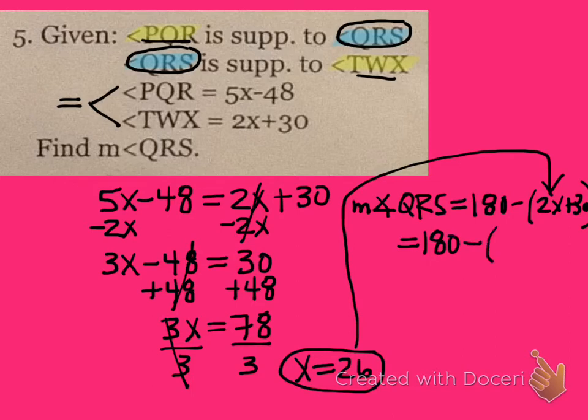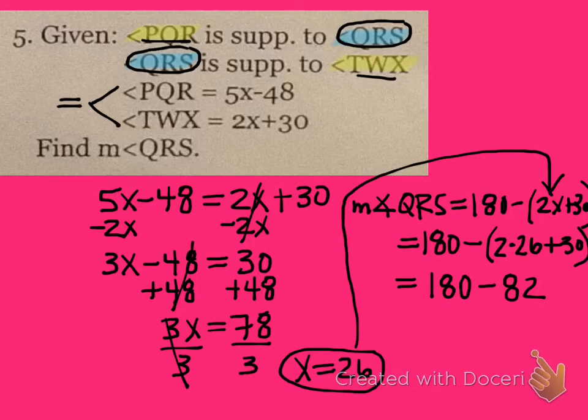So 180 minus 2 times 26 plus 30. 2 times 26 is 52. 52 plus 30 is 82. When I was grading the quiz, a lot of students said that 82 was the answer.